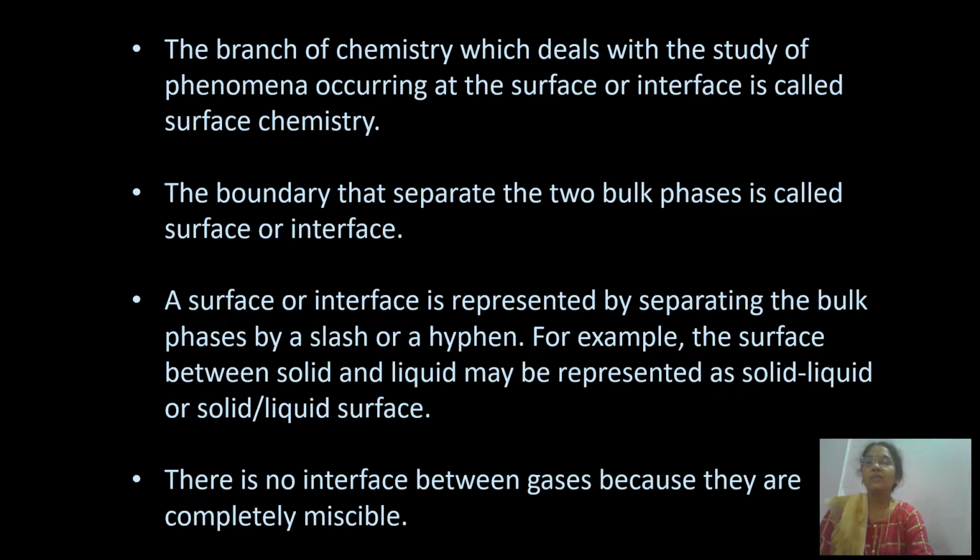So first of all, what is surface chemistry? Surface chemistry is a branch of science in which we study the processes occurring at the surface. And what is a surface? The surface is the boundary that separates two bulk phases, and it is represented by a hyphen or a slash.